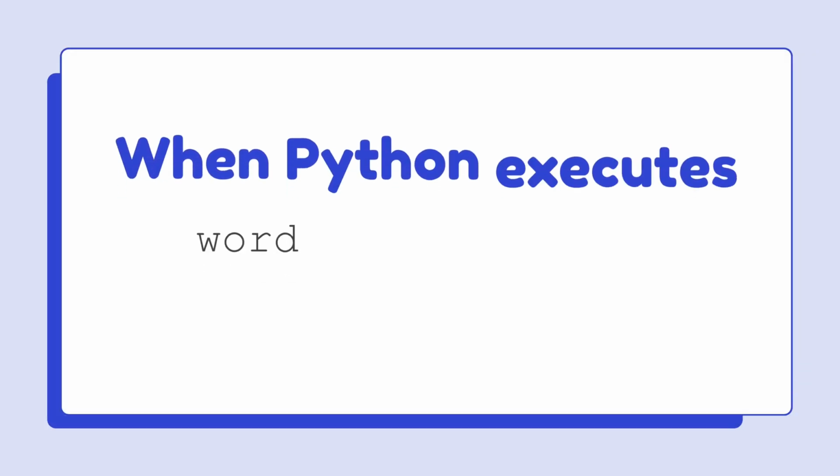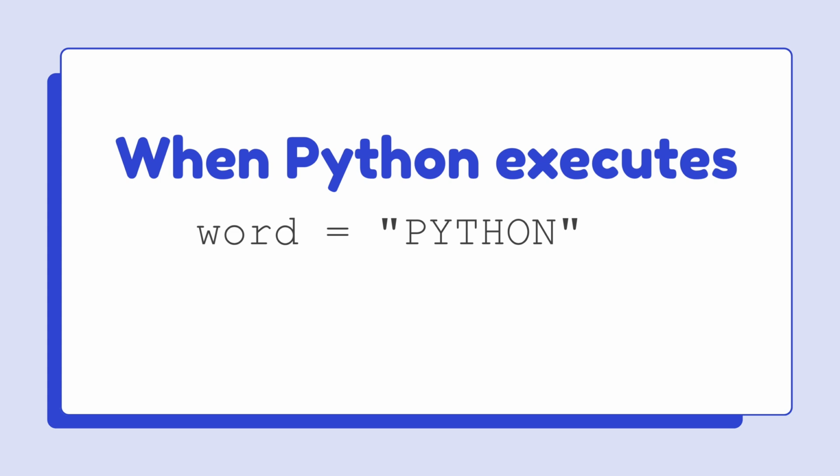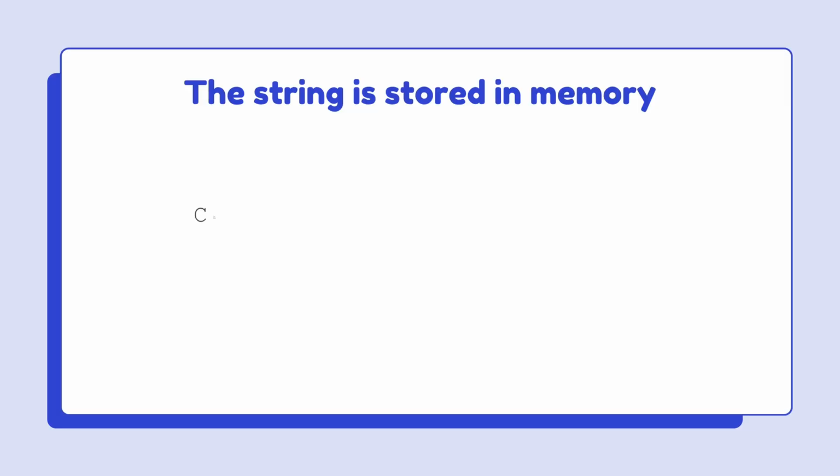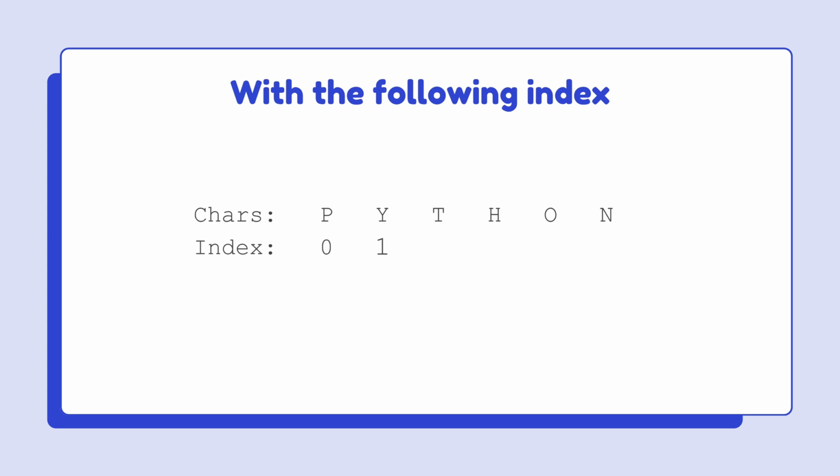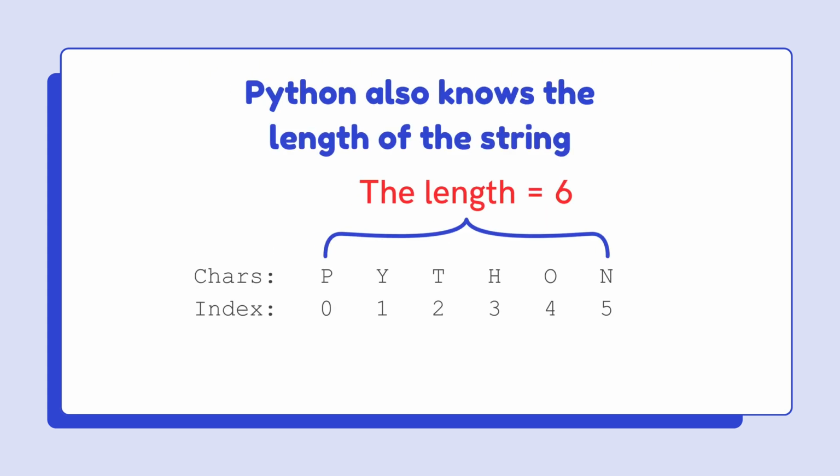When Python executes the first line, it basically stores a sequence of characters P, Y, T, H, O, N in the memory. Together with each character, Python assigns an index that starts at 0 as reference to each character in the string. Python will also keep the length of the string, which is 6.